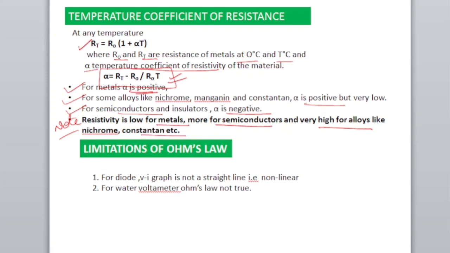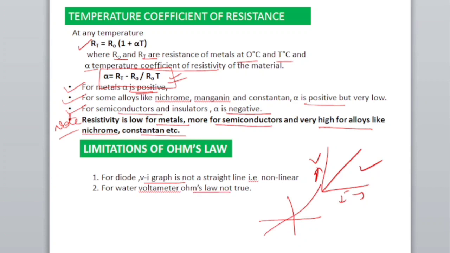Right? Now there are some limitations of Ohm's law. You know, when physical conditions remain constant, the graph between V and I is what? It is a straight line. This side V and this side I, and it is a straight line. So this follows Ohm's law, right? But for substances like a semiconductor or diode, this VI graph is not a straight line, it is a non-linear graph. For a semiconductor, the graph is like this one, not linear. So it does not obey Ohm's law. These are limitations. For an autovoltmeter also, Ohm's law is not true.